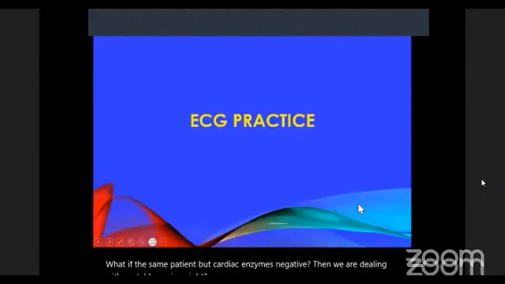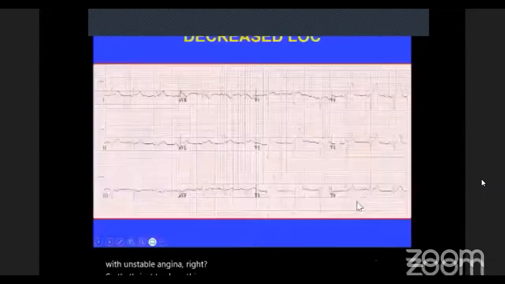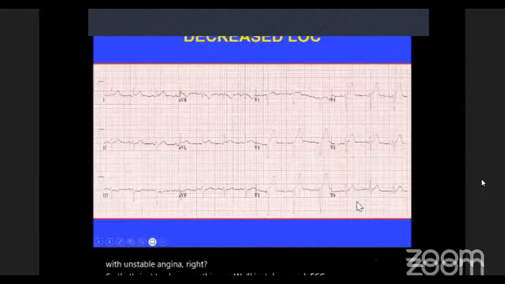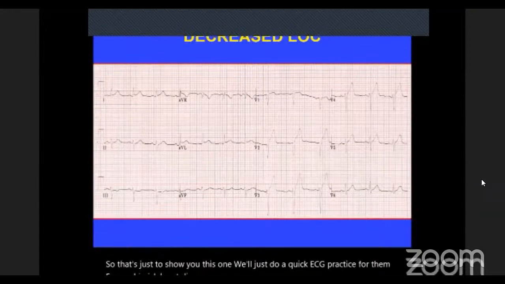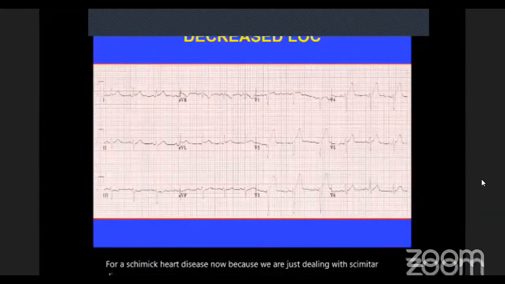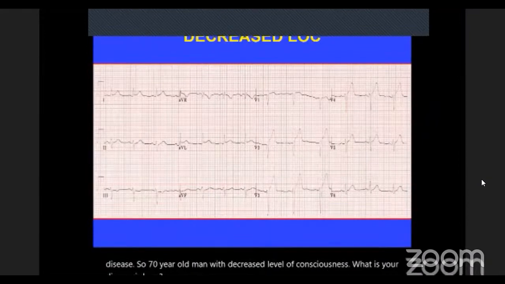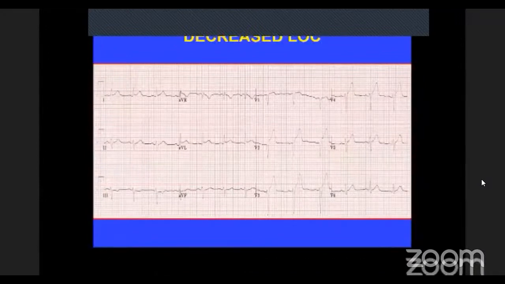So that's just to show you this one. We'll do a quick ECG practice for ischemic heart disease now, because we're dealing with ischemic heart disease. A 70-year-old man with decreased level of consciousness. What is your diagnosis here? Could be anterior MI. Excellent.